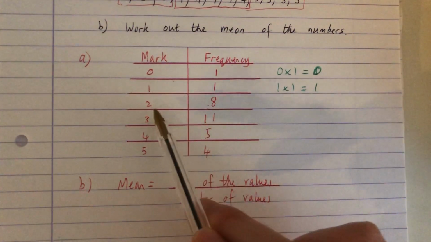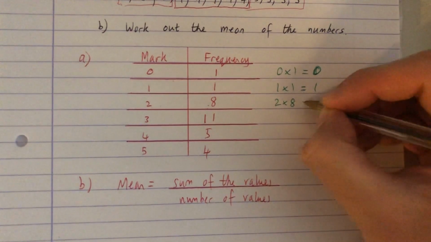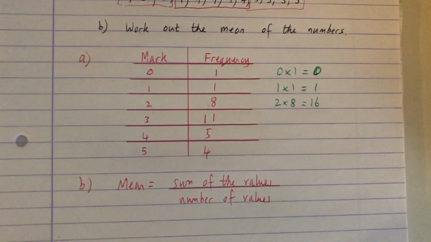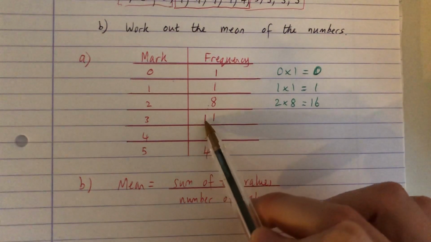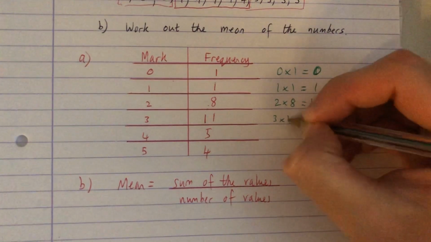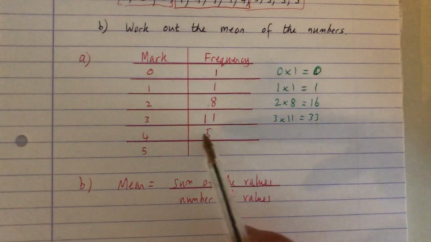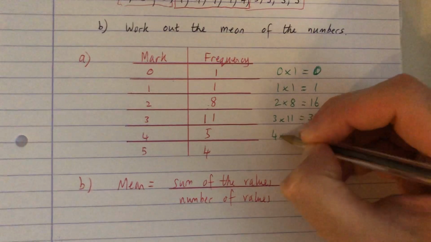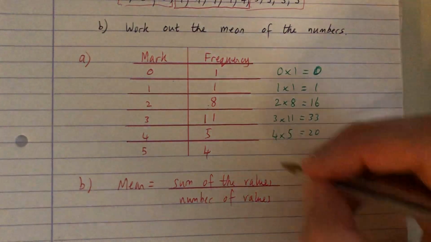Now we've got 8 people getting 2 marks. So how many marks is that in total? It'd be 2 times 8. Now these are actually the number of marks each person's getting. Remember, this is the sum of the values. That's the sum of all of the marks. 11 times 3. 11 people got 3 marks. Five people got 4 marks. 4 people got 5 marks.